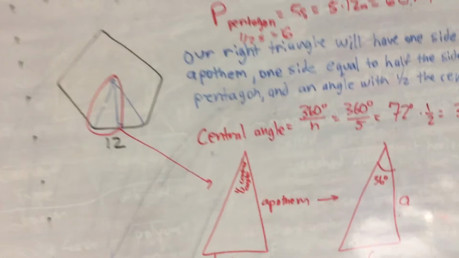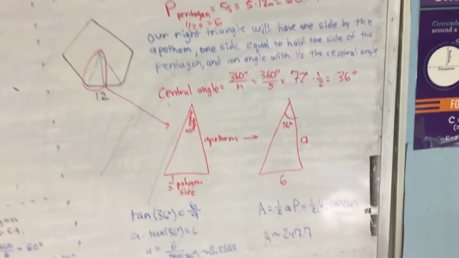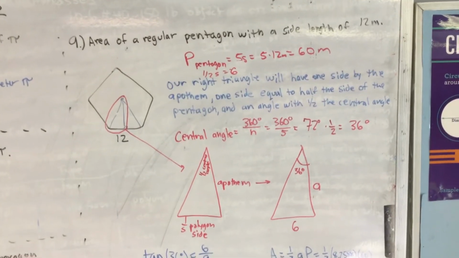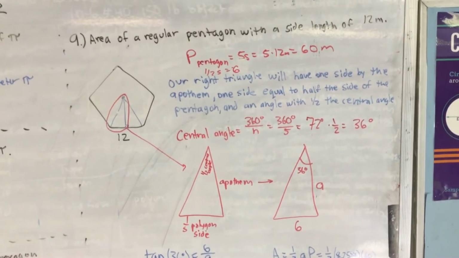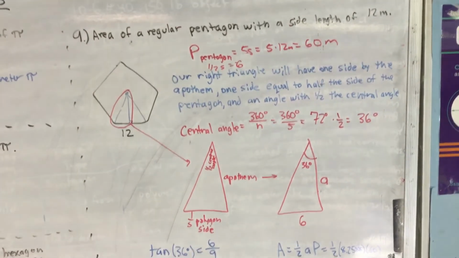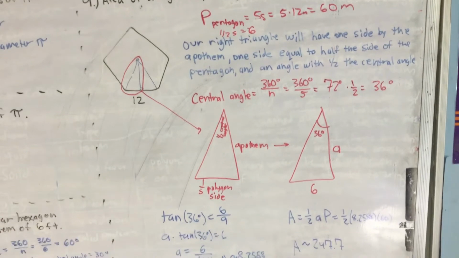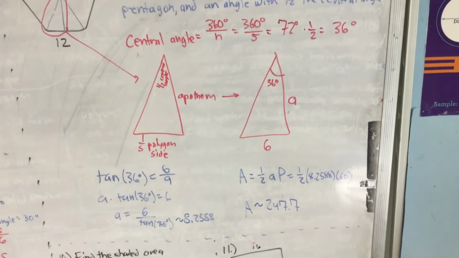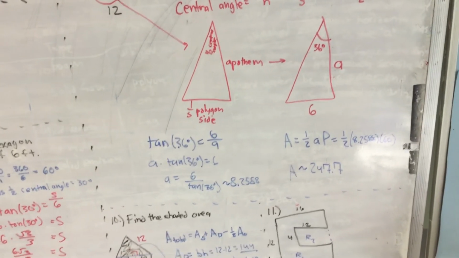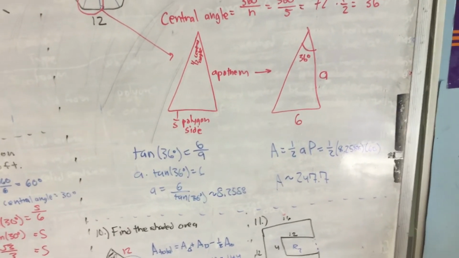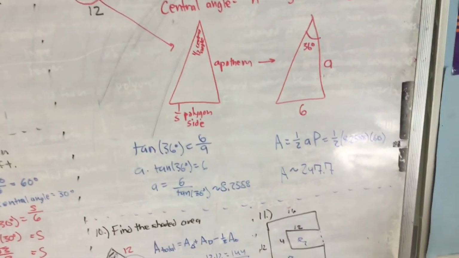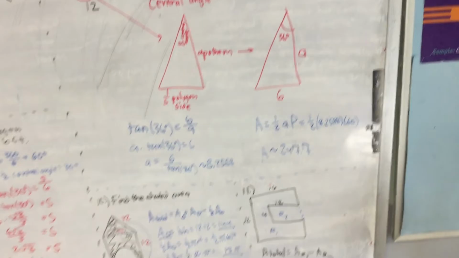9 is very similar, except we have a pentagon, so our central angle will be 72. Half of that is 36. They're giving us the side, so we can easily find the perimeter by multiplying 5 by the side because a pentagon has 5 sides. That'll give us a perimeter of 60. 1/2 of 12 is 6. So our triangle will look like the one on the right for this problem. We take the tangent of 36 equals 6 over A. We get our A for the apothem is equal to about 8.258. And we just plug those in and get our answer.